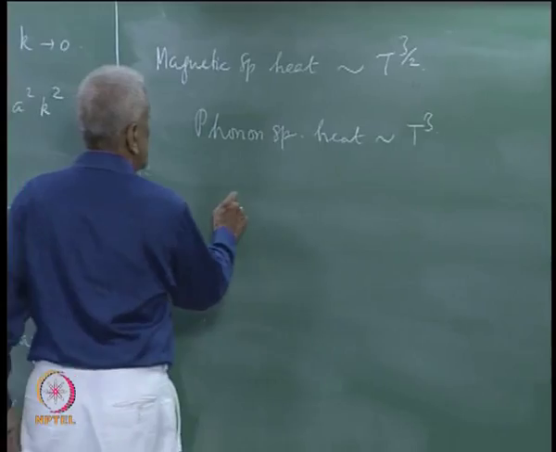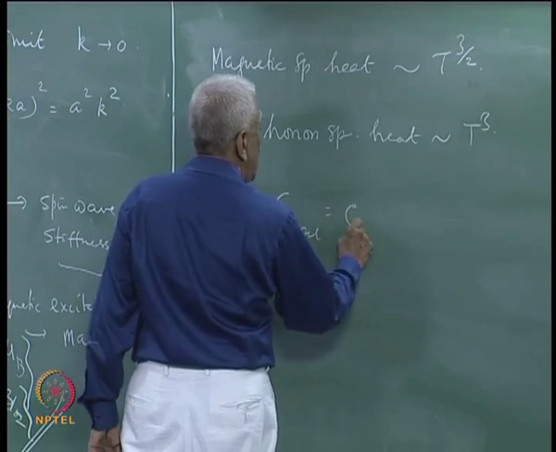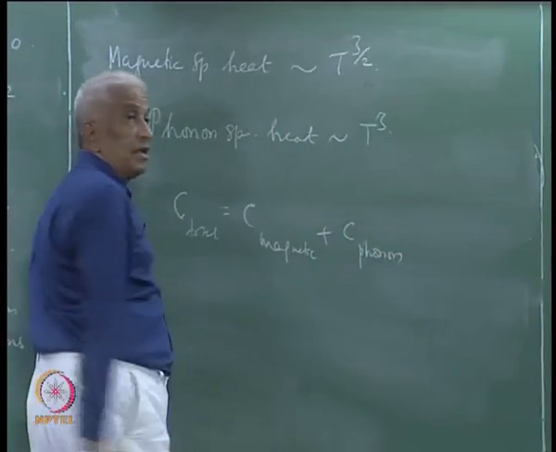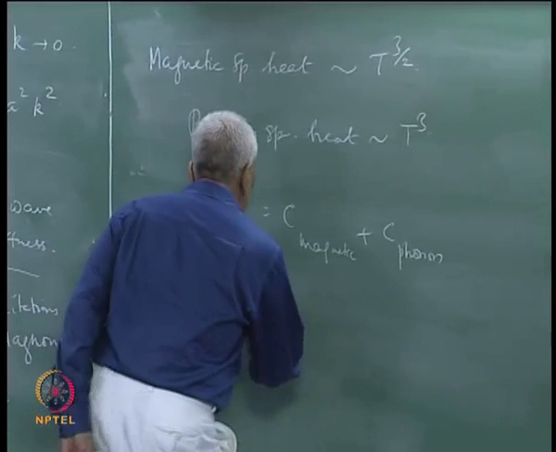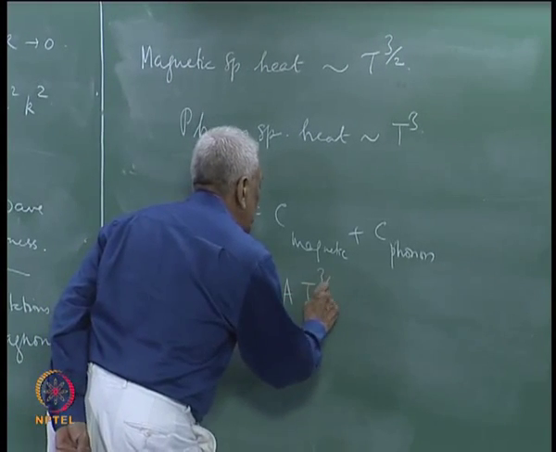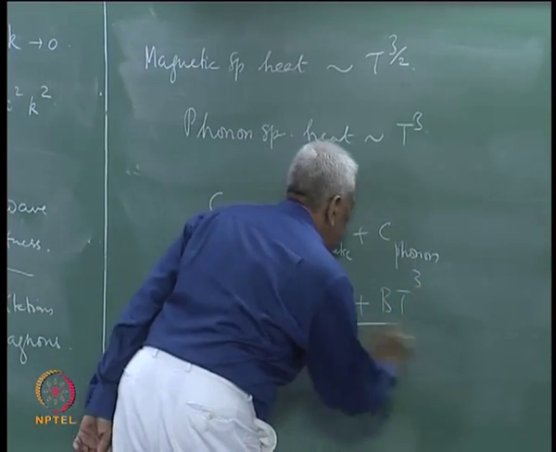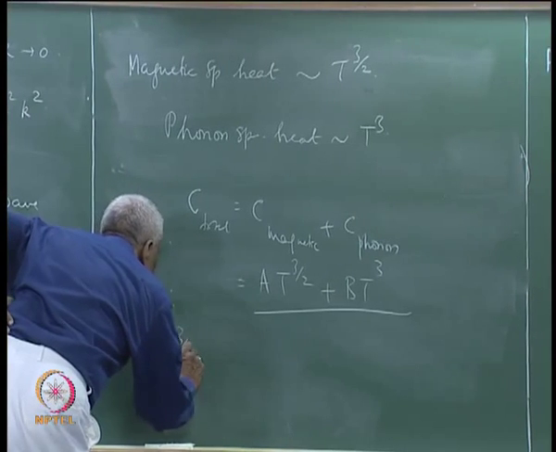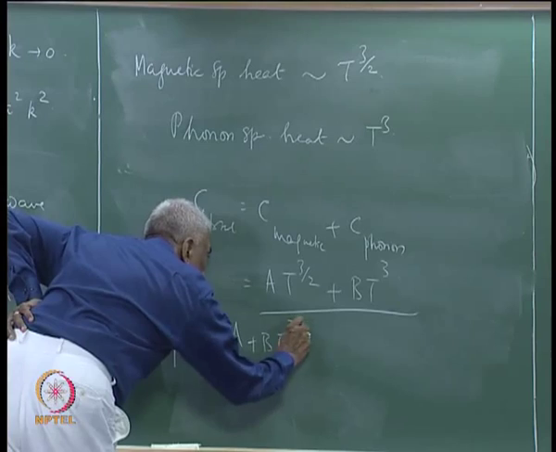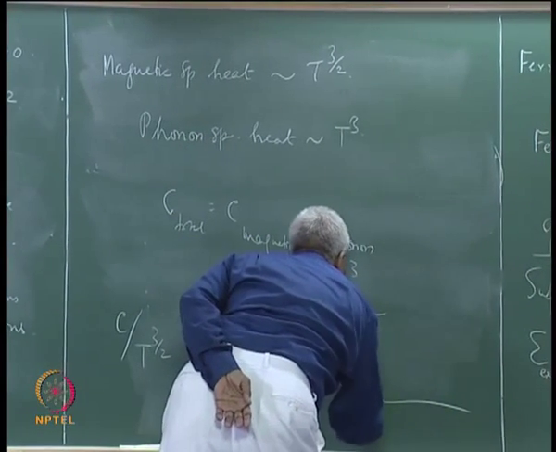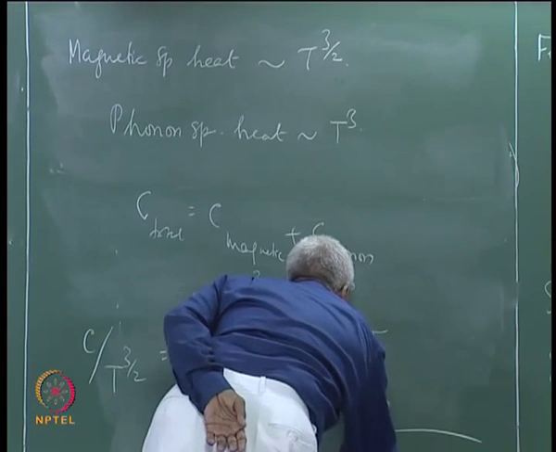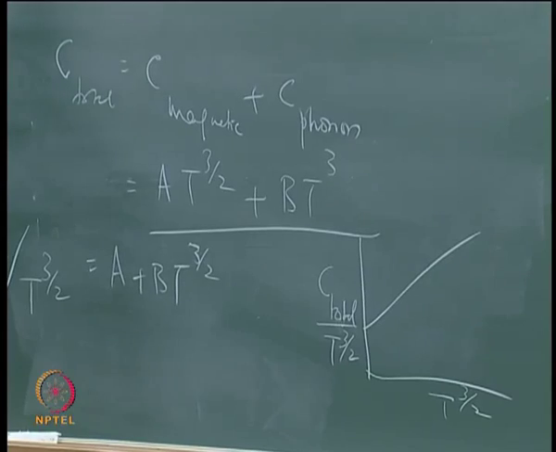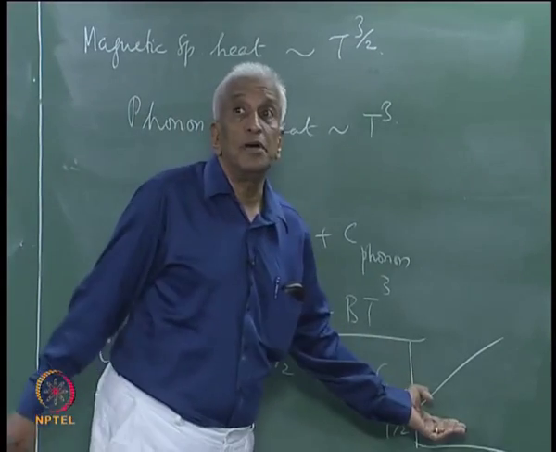So, you have two terms. C total is C magnetic plus C phonon for a ferromagnetic insulator which behaves like a Heisenberg ferromagnet, and this has two terms, one A T to the power 3 by 2 plus another term which is B T cube. So, we can separate out these by taking C by T to the power 3 by 2 is A plus B T to the power 3 by 2. So, if we plot the total specific heat divided by T to the power 3 by 2 versus T to the power 3 by 2, we get a straight line. So, that is the signature of a Heisenberg ferromagnet.